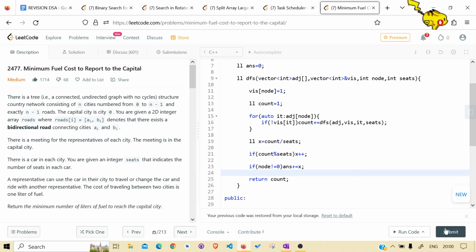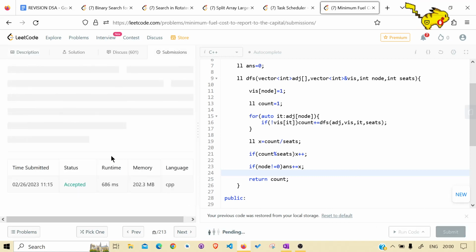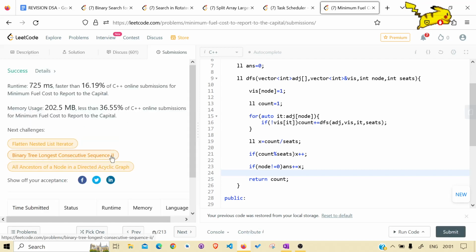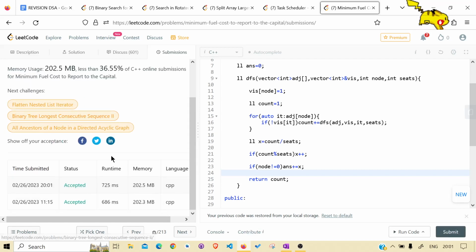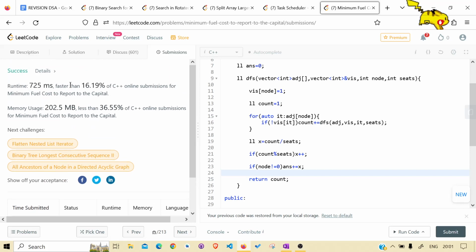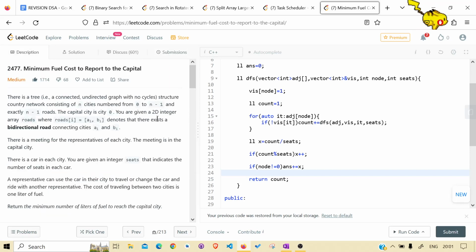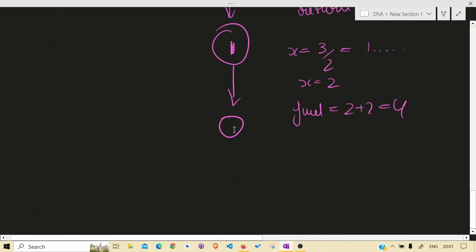So let's see if our code is working. Most probably it should be. Yeah, it is working. As you can see, I hope I was able to make you understand this problem.